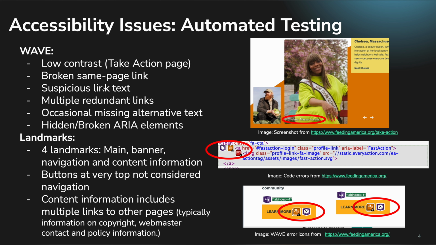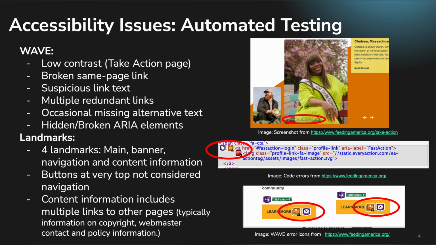There is also suspicious text link issues. This refers to text that may not make sense out of context, like click here or learn more buttons. This text should clearly describe the destination or function of the link and not cause confusion. On each page of Feeding America's website, there are multiple click here and learn more buttons that could be taken with suspicion out of context. There are also multiple redundant links.